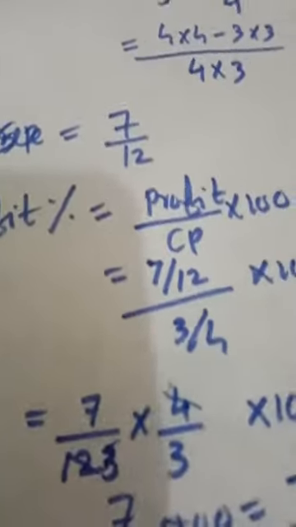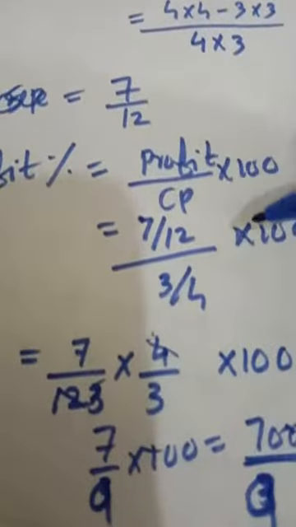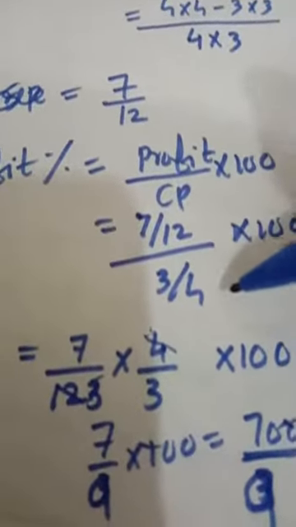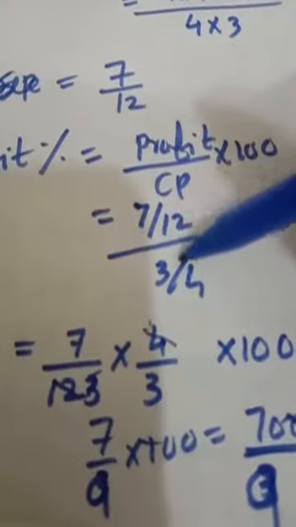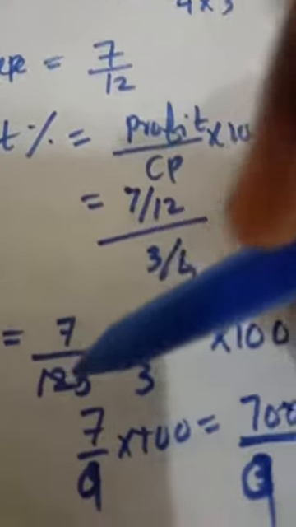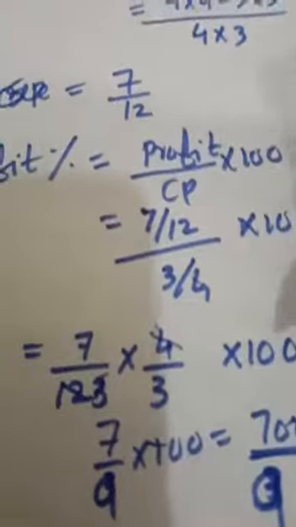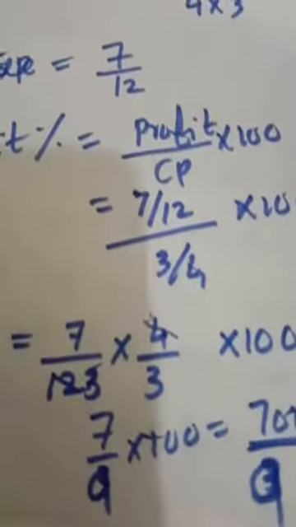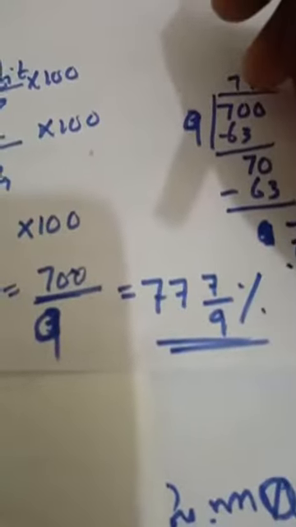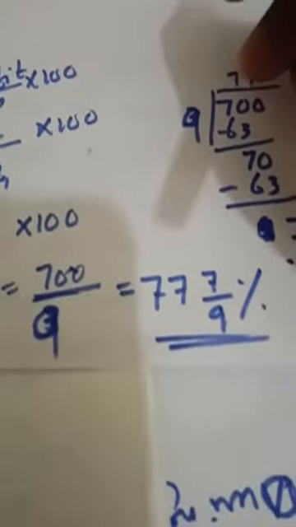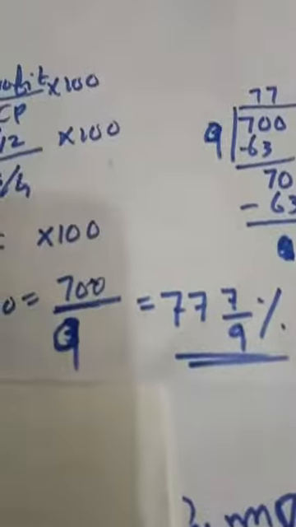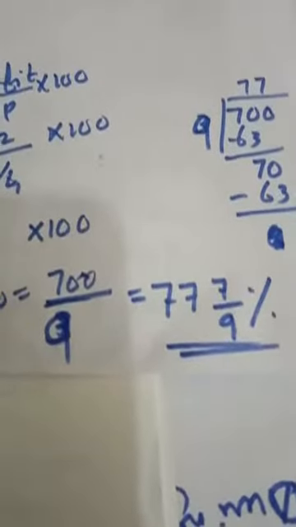Then taking the reciprocal, 7 by 12 into 4 by 3 into 100. After cancellation, 7 by 9 into 100. When you divide 700 by 9, it is 77 7 by 9. So the profit percentage is 77 7 by 9.